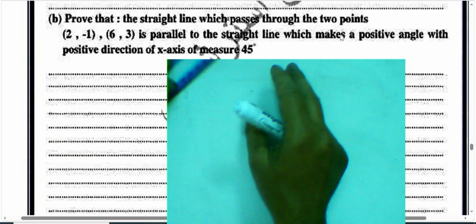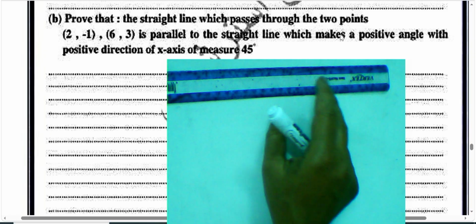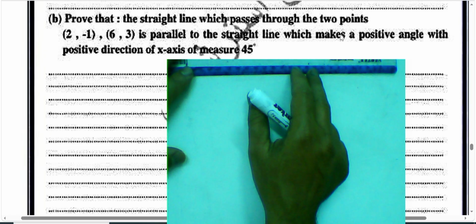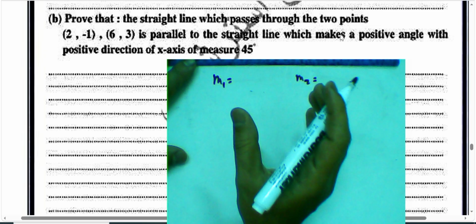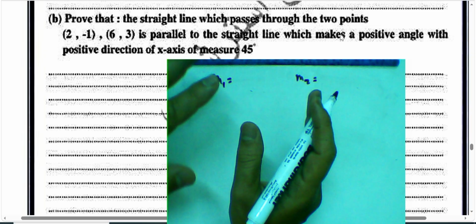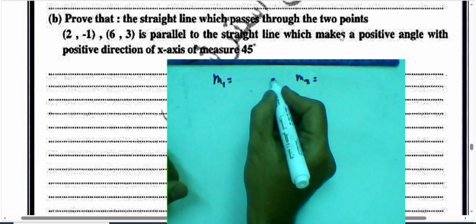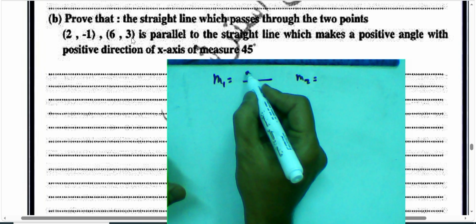Prove that the straight line which passes through two points is parallel to a straight line which makes a positive angle of 45 with the positive direction of the x-axis. We can find slope 1 and slope 2. If you prove that slope 1 equals slope 2, then the two straight lines will be parallel. Then we can write slope 1 equals (3 minus minus 1) over (6 minus 2), which is 3 plus 1 over 6 minus 2.